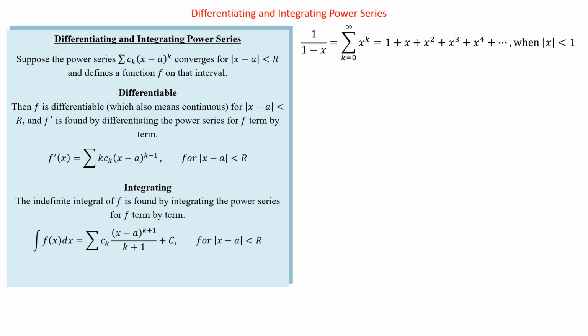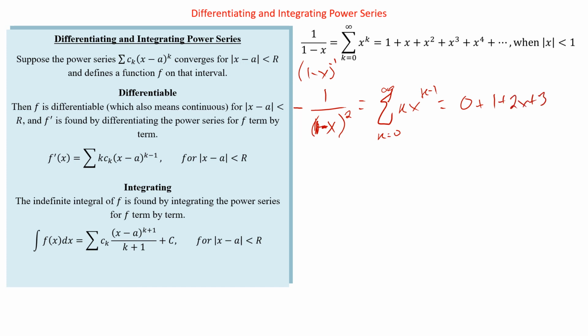Example: we have our geometric series, and we're going to find the derivative of this. The derivative of 1 over 1 minus x, that's (1 minus x) to the negative 1, so the derivative will be 1 over (1 minus x) squared. On the series side, it would just be k times x to the k minus 1, which equals 0 plus 1 plus 2x plus 3x squared plus dot dot dot.